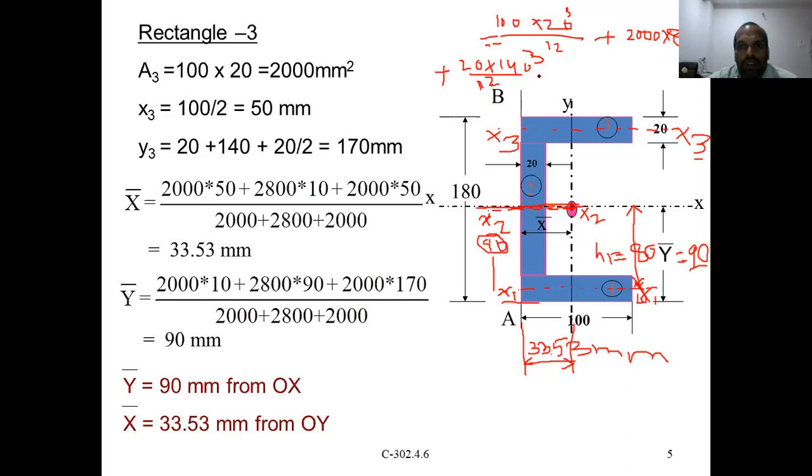Right, this is figure 2, IXX. Next, similarly, the third one, right? The third one is just like the first, because it is symmetrical, so here also we will get the same. H1 is equal to 80 only. Whether we get it or not, let us see.